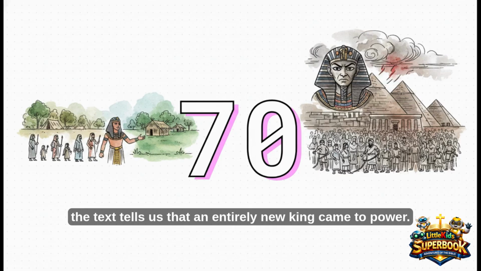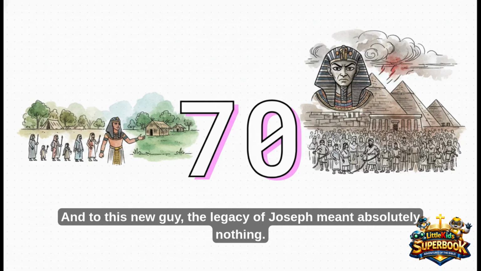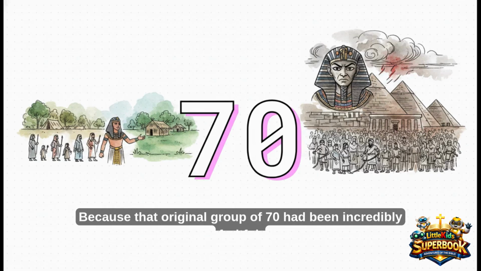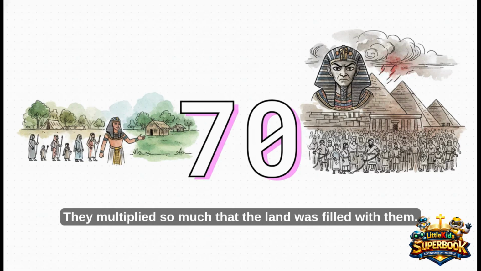But the text tells us that an entirely new king came to power, and to this new guy, the legacy of Joseph meant absolutely nothing. He looked at the Israelites and saw a massive threat. Why? Because that original group of 70 had been incredibly fruitful. They multiplied so much that the land was filled with them.